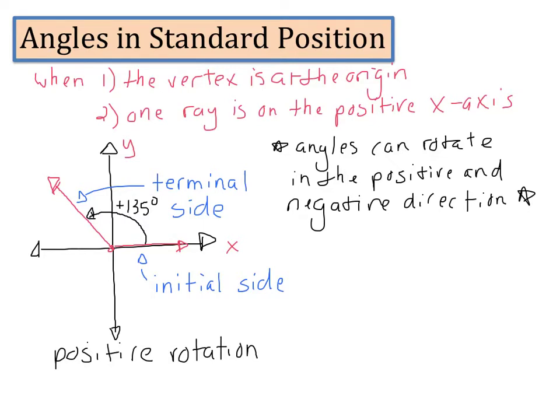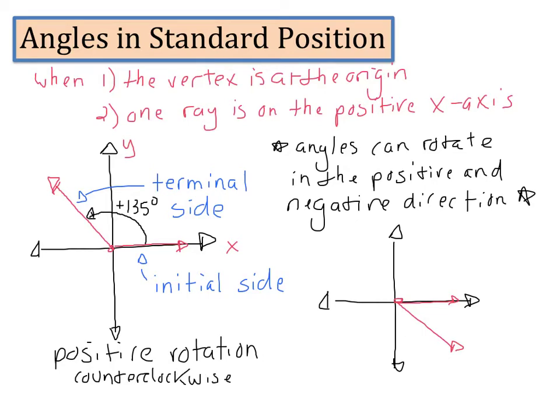Now, what does a negative rotation look like? Well, let's draw another x and y axis here. I have my angle in the standard position with one ray right here. And then let's say the other ray was here. In the positive rotation, I went counterclockwise. For negative rotation, you go clockwise. So we would say this rotation right here is about negative 45 degrees. And that is what an angle in standard position is.